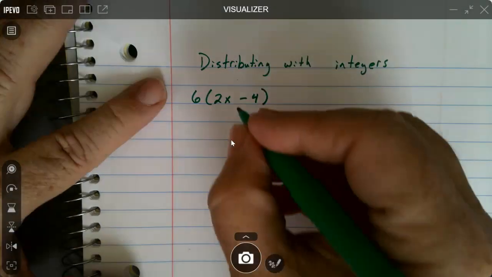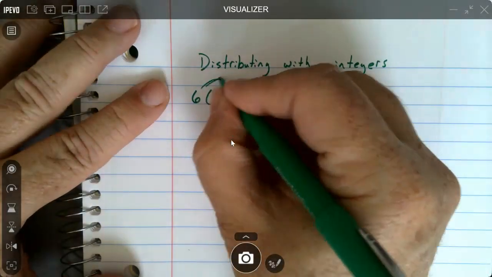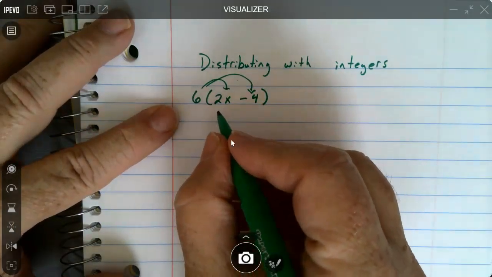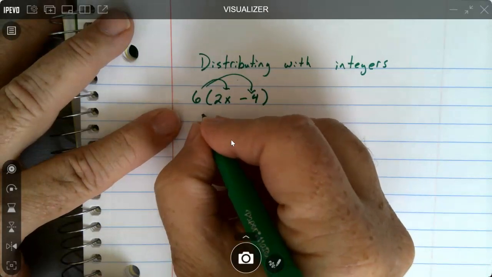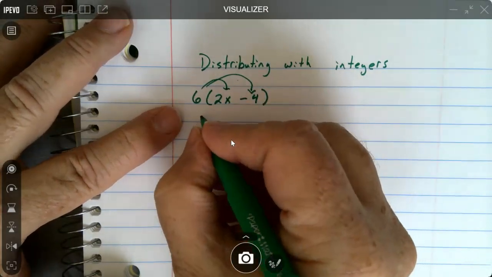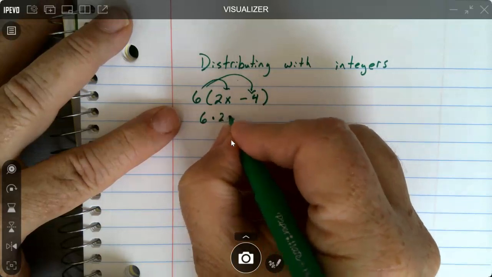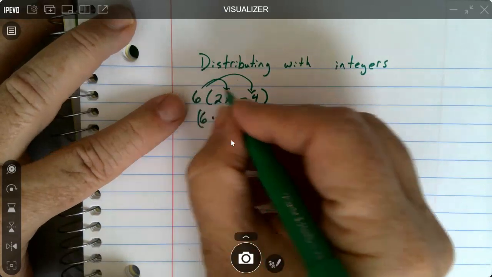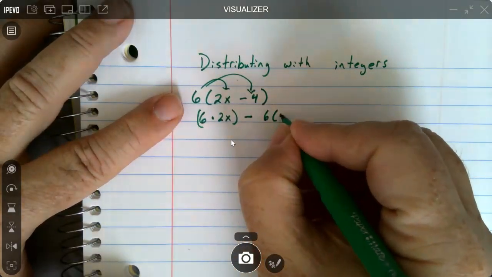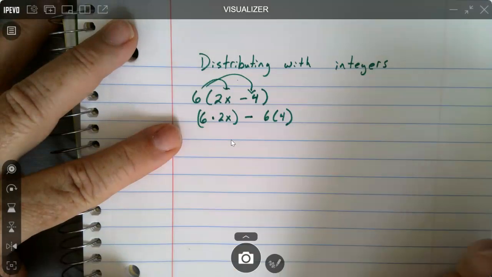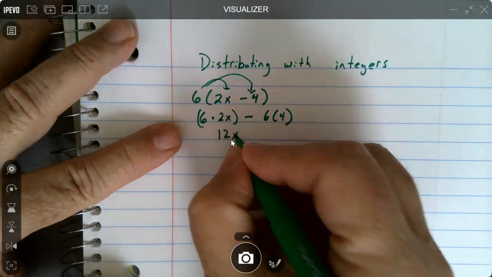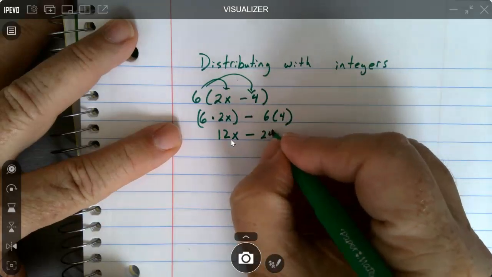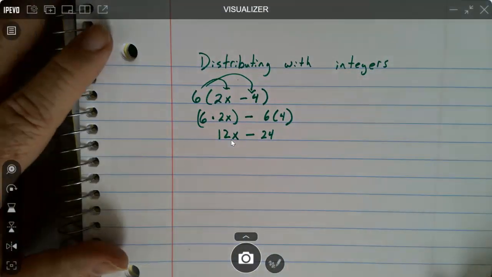So the first step with distributing was always the arrows. So now you're doing 6 times 2x, and we're going to go through all the steps for these first couple. 6 times 2x, drop the minus sign, and then 6 times 4. So 6 times 2x is 12x, drop the minus, and then 6 times 4, 24. So that's what you've already learned.